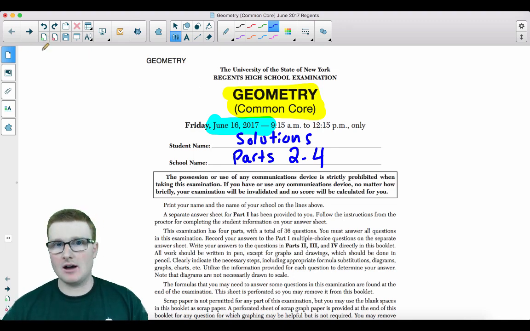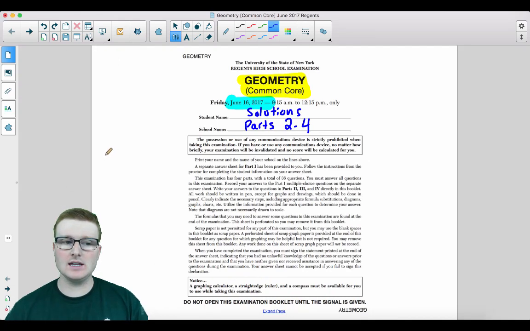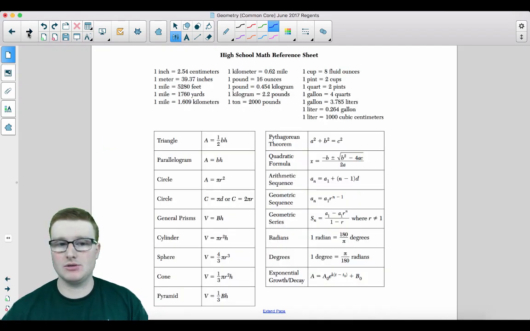And make sure that you have your calculator ready and make sure that you have your brain turned on and working, because some of these questions were definitely tricky. And let's just go through them before we begin.